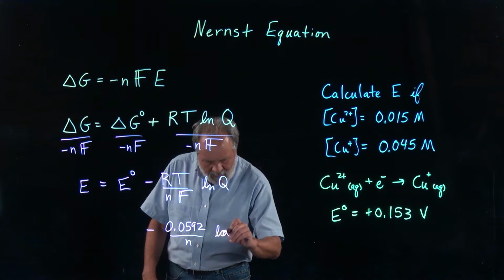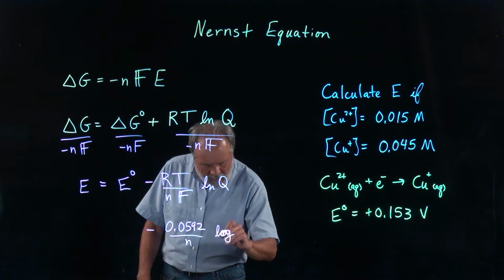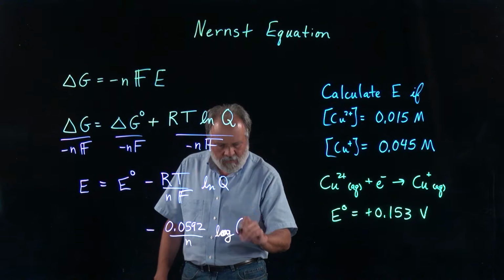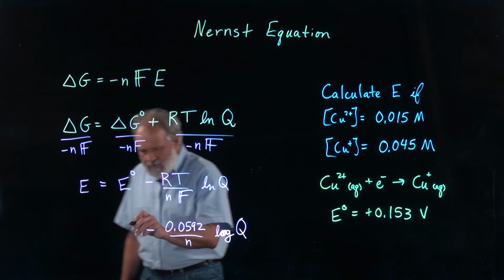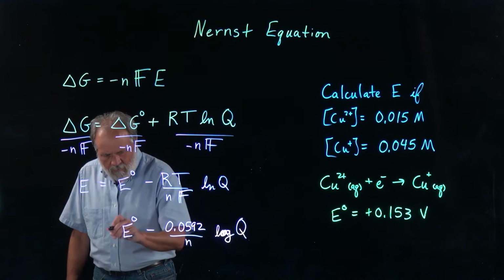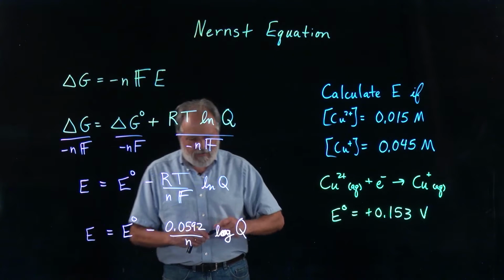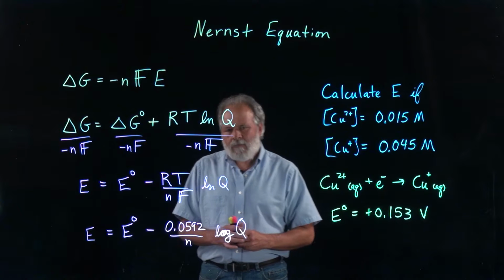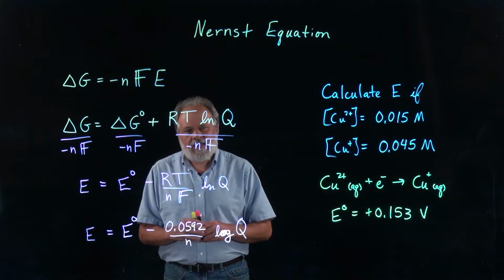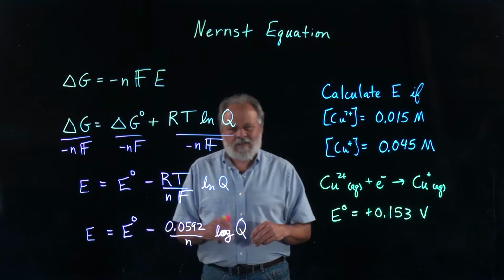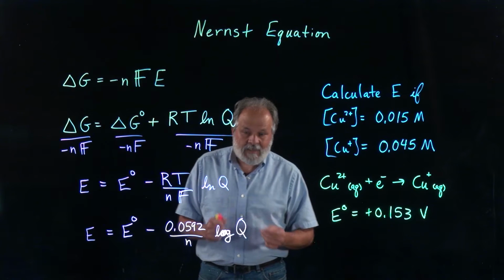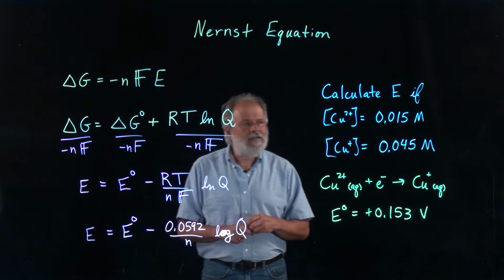Oops, I said it was log base 10 now. Log of Q. Why not natural log? I don't know, it's just more or less traditional to use the log base 10. This was probably back in the old days when they didn't even have calculators that do logarithms. You had to look up log tables, and they were all log 10.